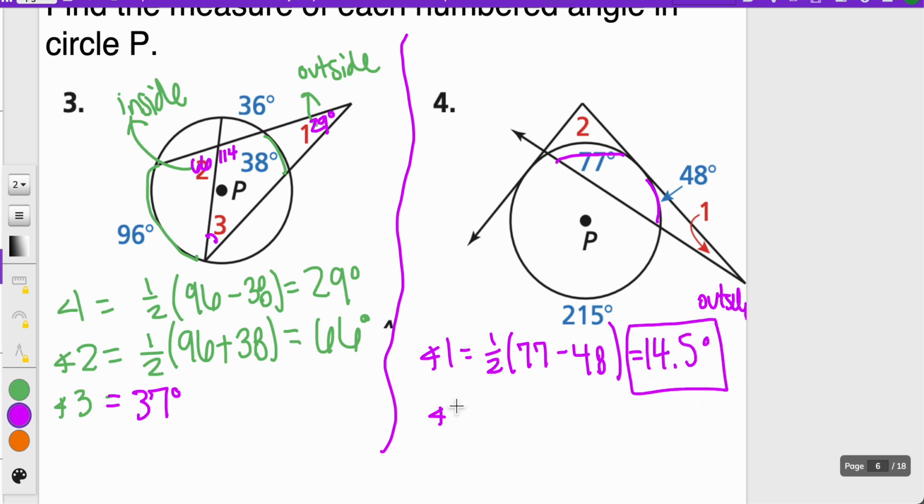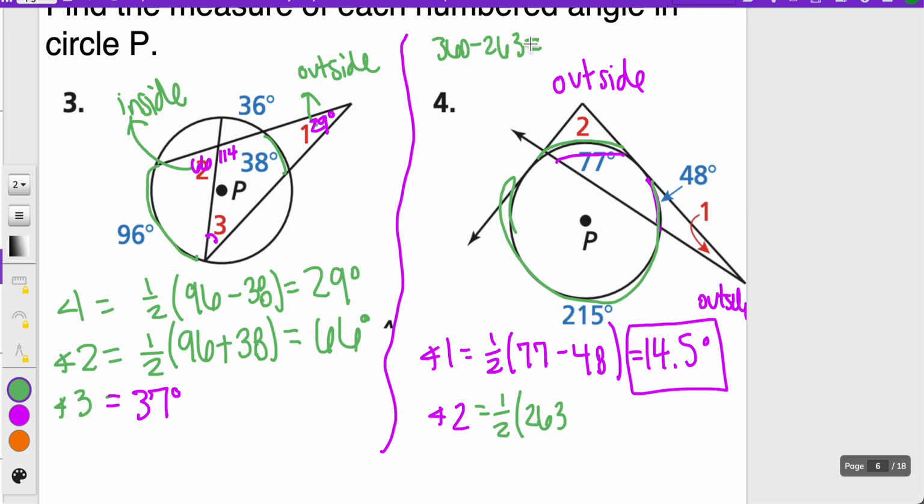Okay. Angle 2, however, is outside the circle as well, and is a part of two tangents, but the 77 doesn't matter anymore because you have this entire big arc to deal with. So what we have to do for angle 2 is add 215 and 48. That gives me 263. So that's going to be my big arc. And then this missing arc would just be 263 from 360. So 360 minus 263 is 97. So this one now is 97.